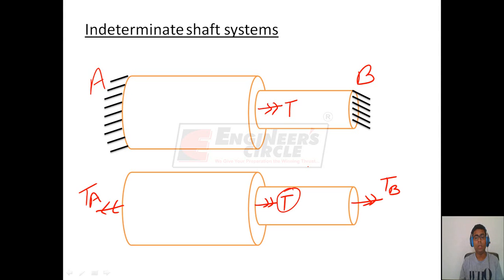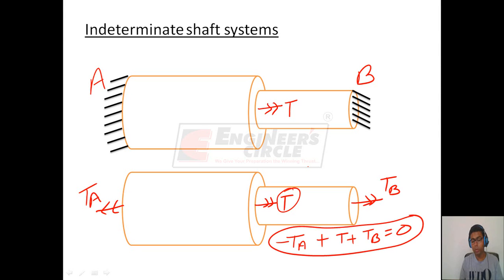Now, since this shaft is in equilibrium, therefore the net twisting moment on this shaft must be 0. So the net twisting moment is TA minus, because it is in clockwise direction, plus T plus TB is equal to 0. So now we have one equation but two variables TA and TB. Therefore, to find the reaction at end A and end B, we need one more equation. This equation will be the equation of geometrical compatibility.